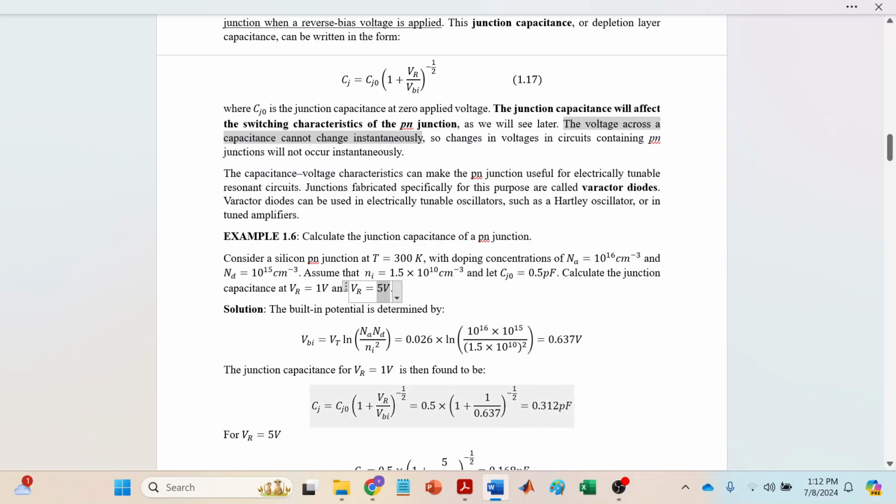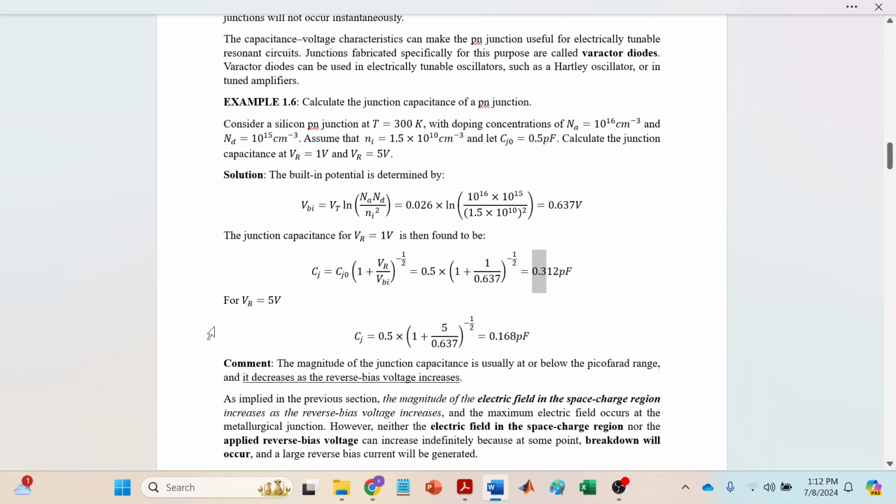When we apply a reverse bias voltage of 1 volt, we arrive at 0.3 picofarad, and when we apply a reverse bias voltage of 5 volts, we arrive at 0.168 picofarad. From this, we can say that the magnitude of the junction capacitance is usually within the picofarad range, and it decreases as the reverse bias voltage increases.